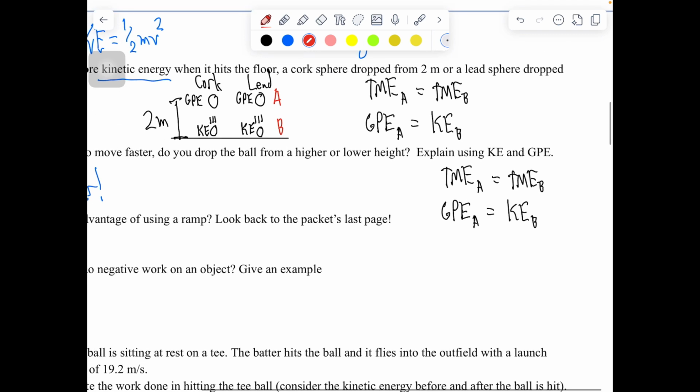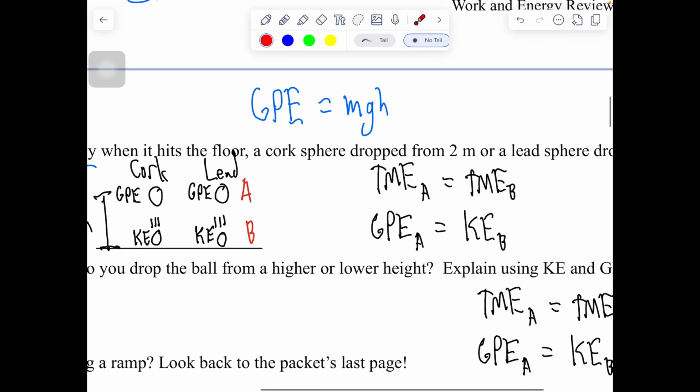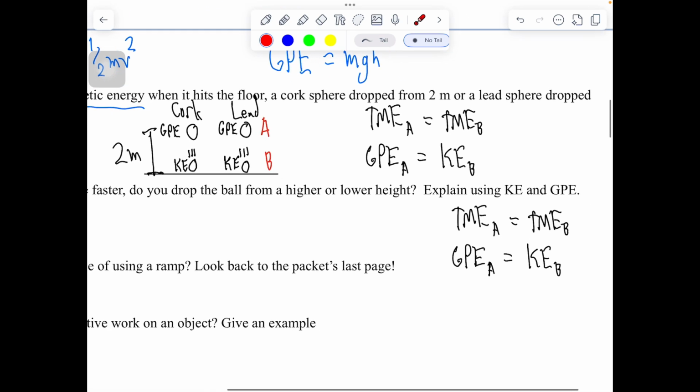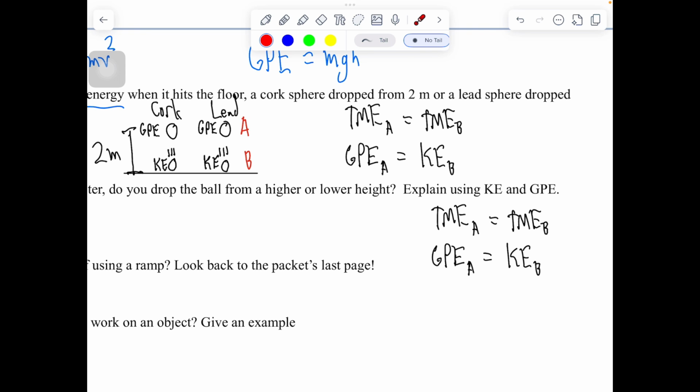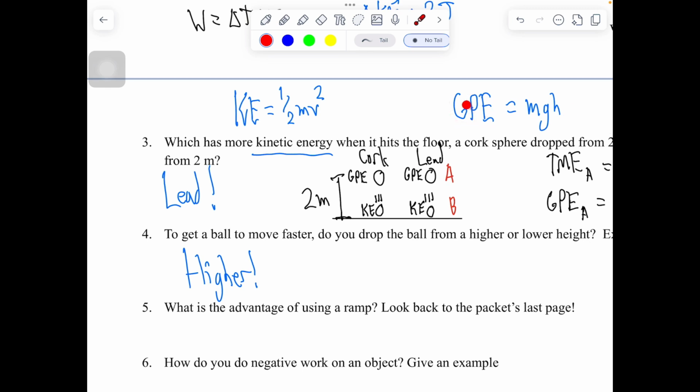So if you go higher in our gravitational potential energy equation right here, the height is a factor in our gravitational potential energy. So as you take the object higher and higher off the ground, it will have a greater gravitational potential energy. And thus, when that greater gravitational potential energy turns into kinetic, it will also have a greater kinetic energy. And since the mass of the object is staying the same, that won't be a factor. The velocity will increase when you drop the object from a higher height, because it will have more gravitational potential energy, and that will turn into more kinetic energy.